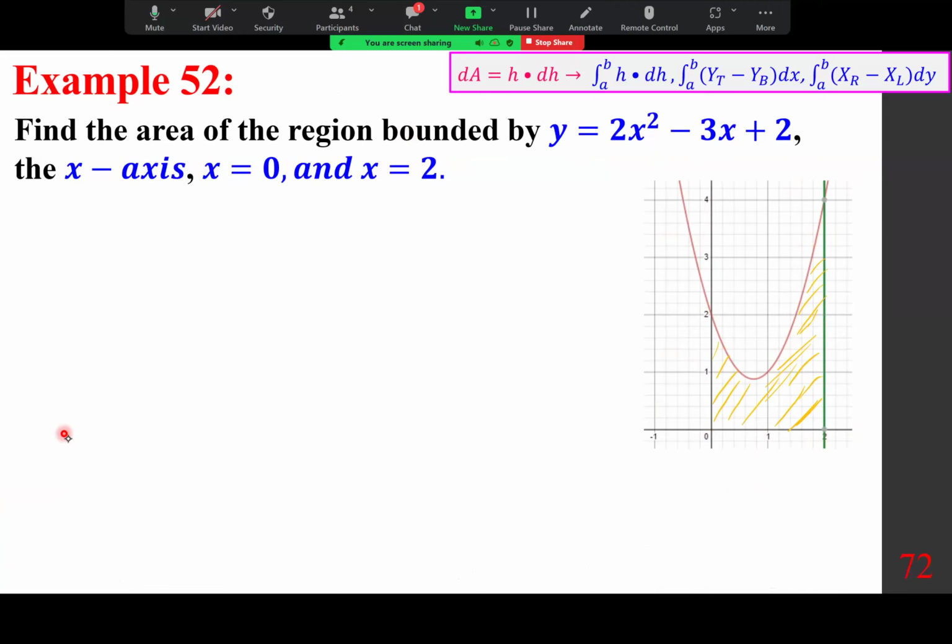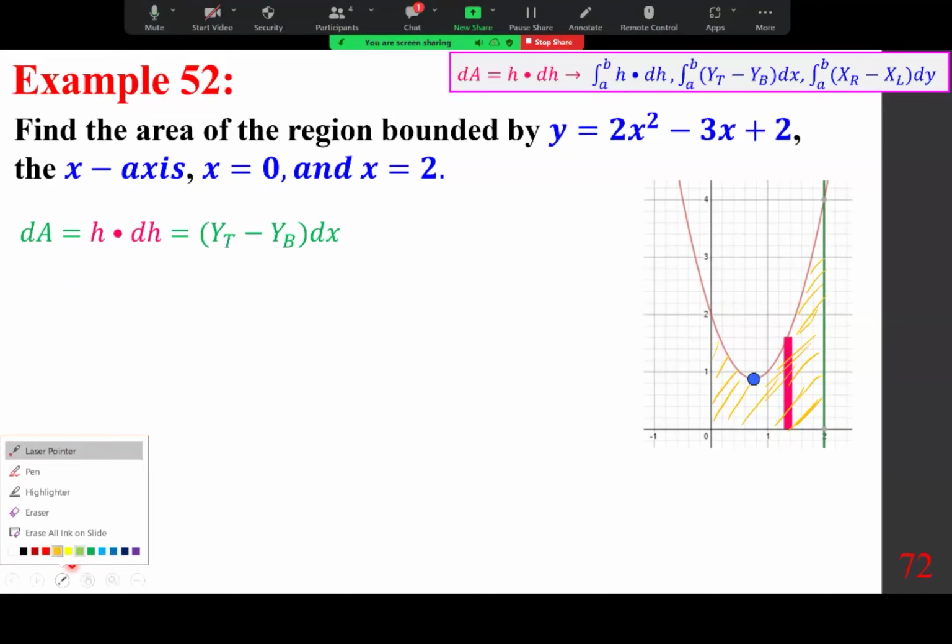So what do we do? And that's the vertex. We draw a rectangular strip which has this width and this height. dA is the height times dH. Now the height for this one is y of this point, y of the top. T stands for the top. And B stands for the bottom.